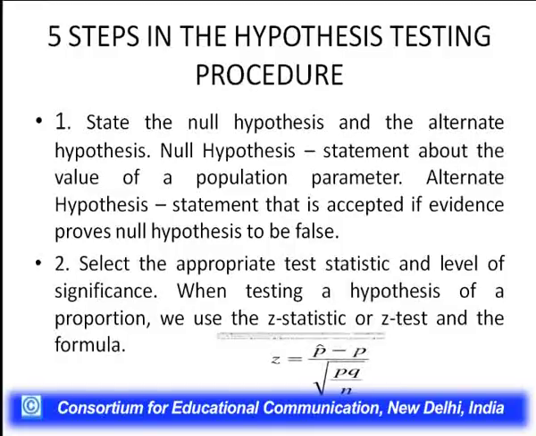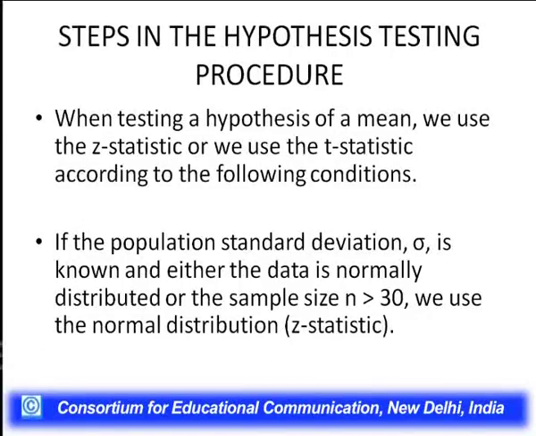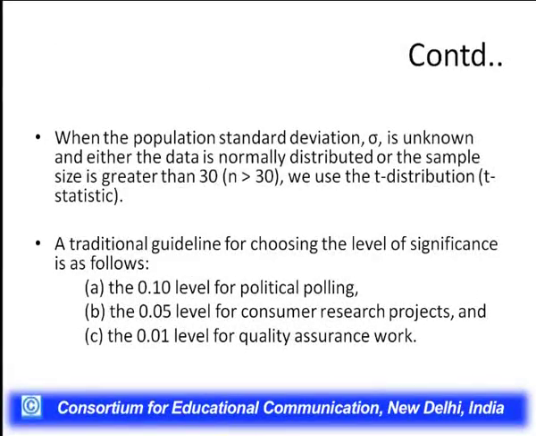The second step: select the appropriate test and the level of significance. When testing a hypothesis of a proportion, we use the Z test, where Z is equal to (p cap minus p) upon the square root of pq upon n. When testing a hypothesis of a mean, we use the Z statistic or the T statistic according to the following conditions. If the population standard deviation is known, or the data is normally distributed, and the sample size n is greater than 30, we use a normal distribution, that is, the Z statistic. When the population standard deviation is unknown and the data is not normally distributed, we use the T distribution.